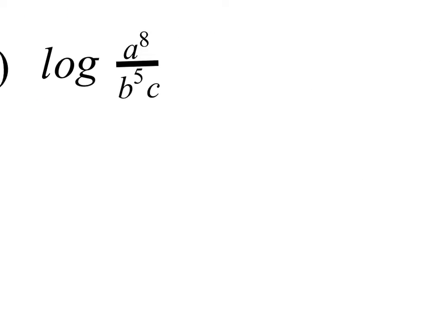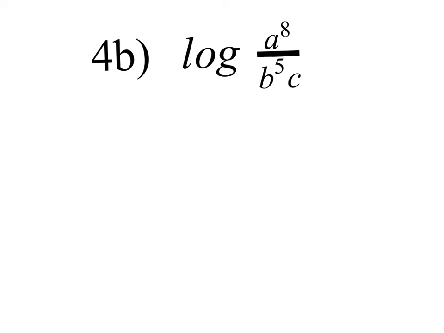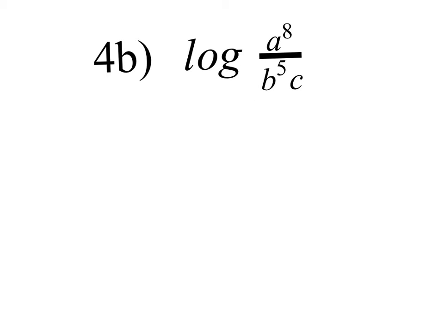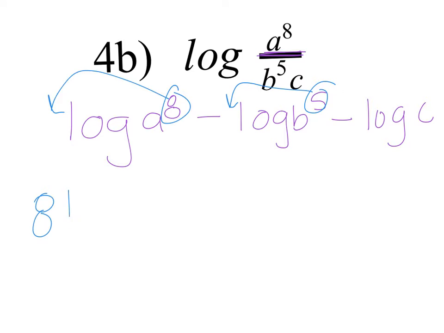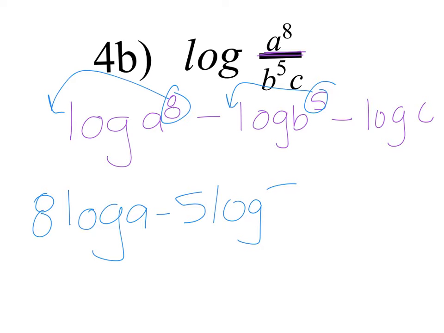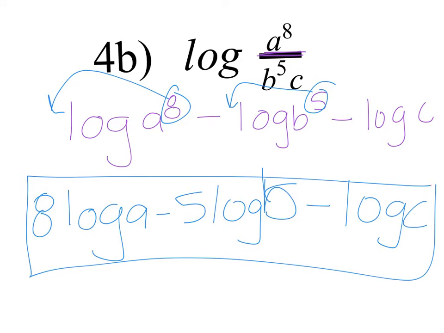Same type of thing. First I'm going to rewrite my log. This a to the 8th is on top, so that's going to be positive. B to the 5th is on bottom. That means it's being divided, so it's going to have subtraction in front of it. C is also on bottom, so I also have subtraction with that one. Don't want any exponents, so anything that has an exponent should become a multiplier out in front of the log. So 8 log of a minus 5 log of b, minus log of c.